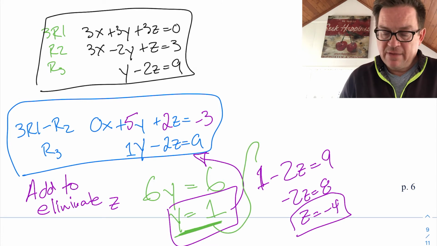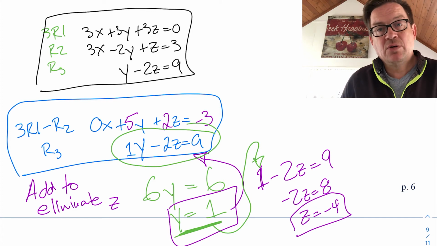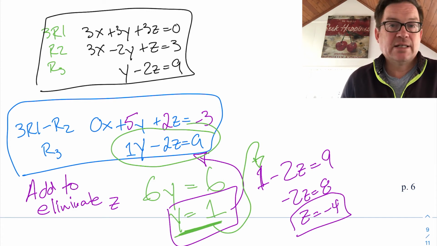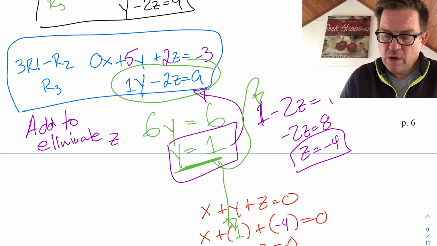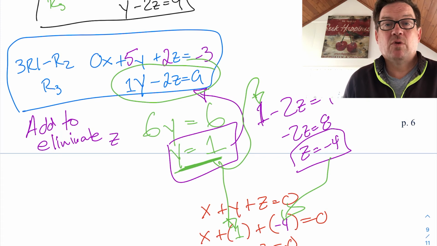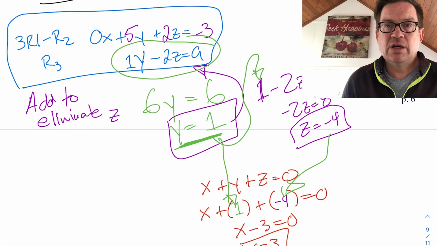And once I have that, I can plug that into the other equation, and then back substitute and solve for z. Z ends up being negative 4. And then once I have those two, I can plug the y in here and the z in here and solve. My original equation was x plus y plus z equals 0, so I can solve for x, and it turns out it's 3.